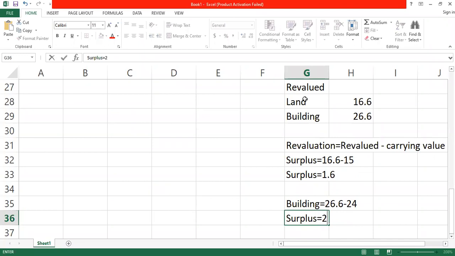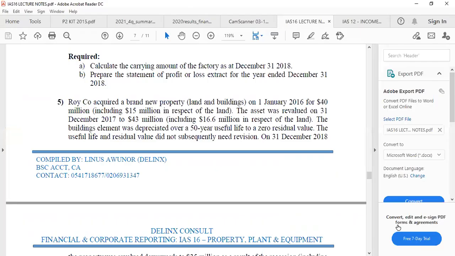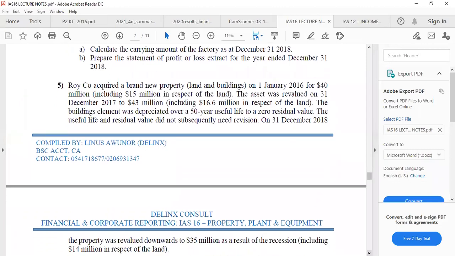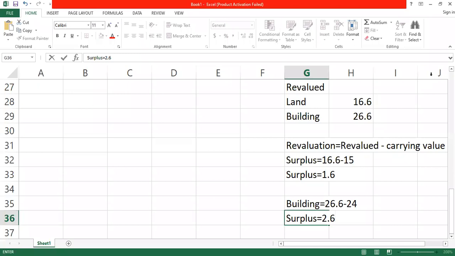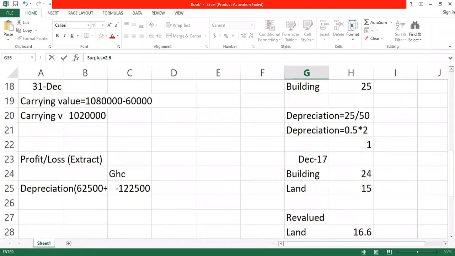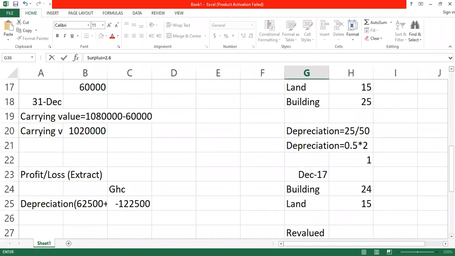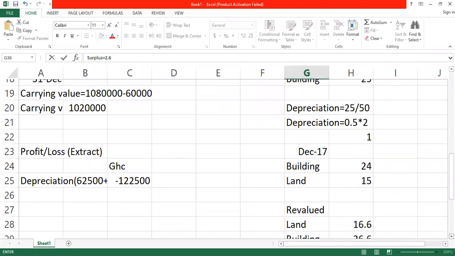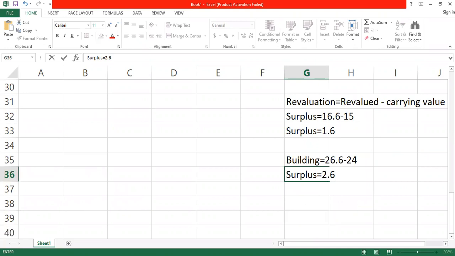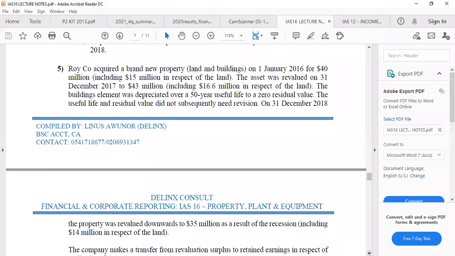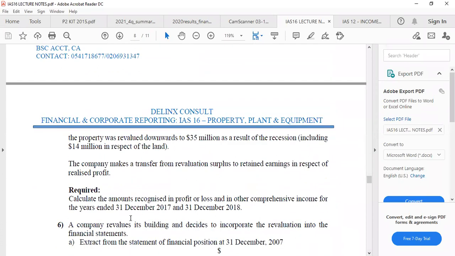Okay. What is the first requirement? The first one is saying that we should show the depreciation figure for the land and the building for the first 2 years. So the question is saying that we should show the statement of profit or loss for the years 2017 and 2018. So let's go and show that particular extract.